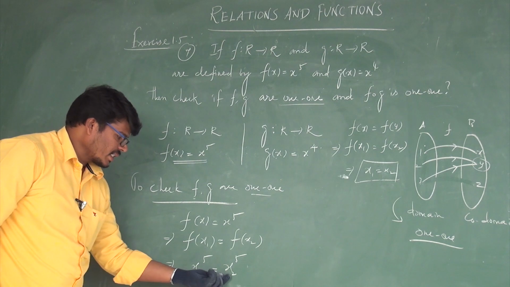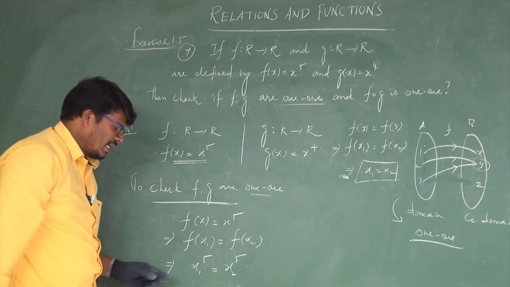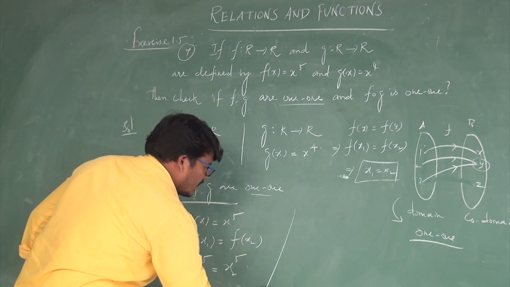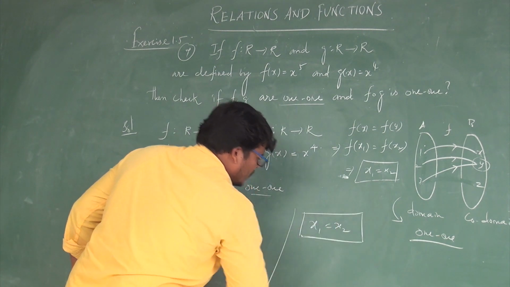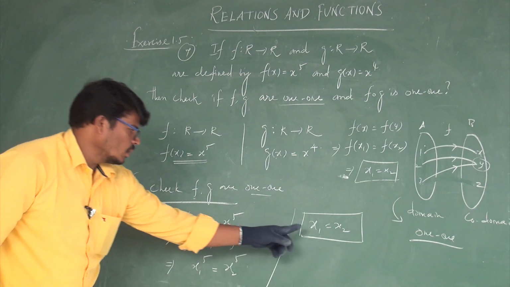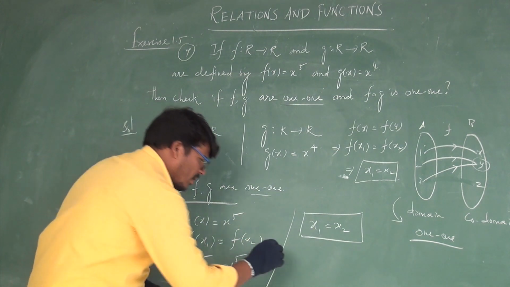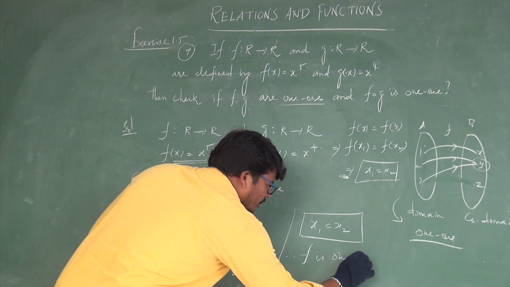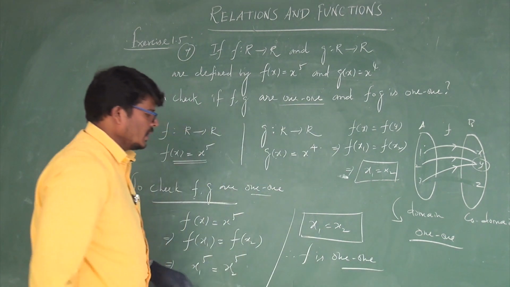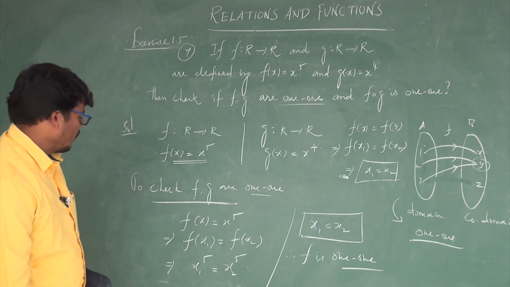x1 power 5 equal to x2 power 5. The powers cancel, so x1 equals x2. Both are equal. Therefore, the function f is a one-one function.